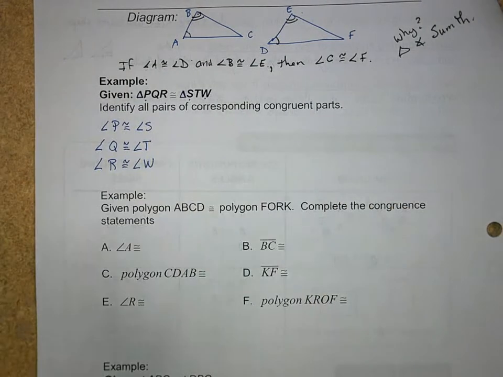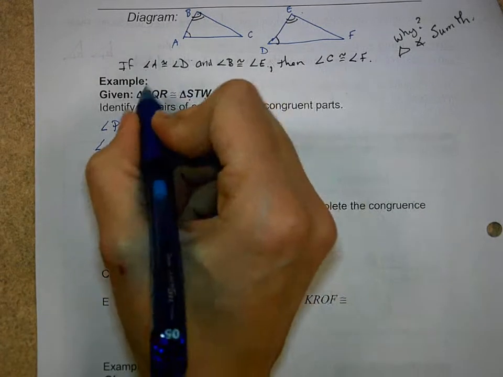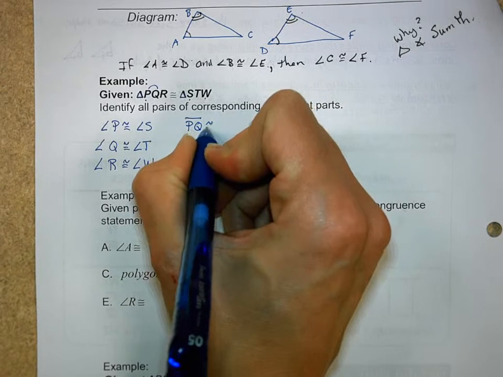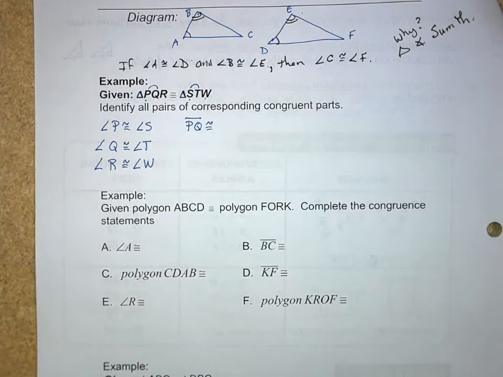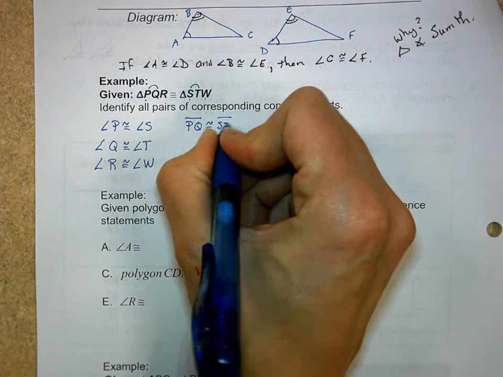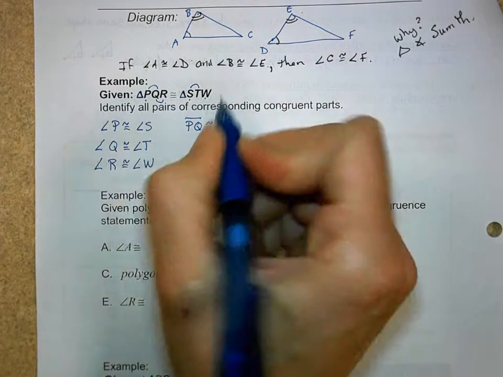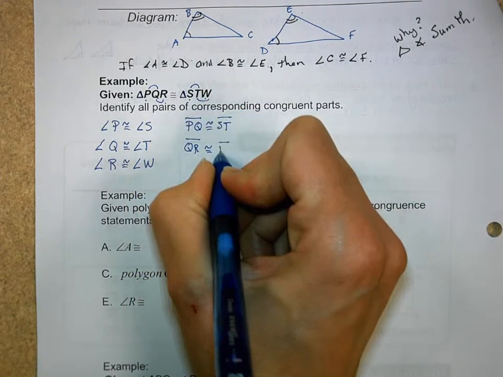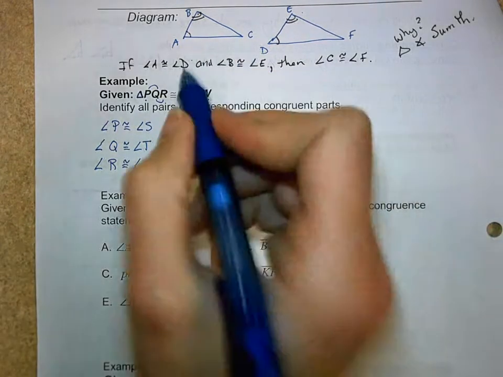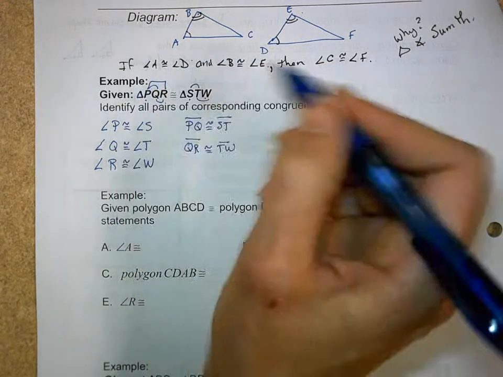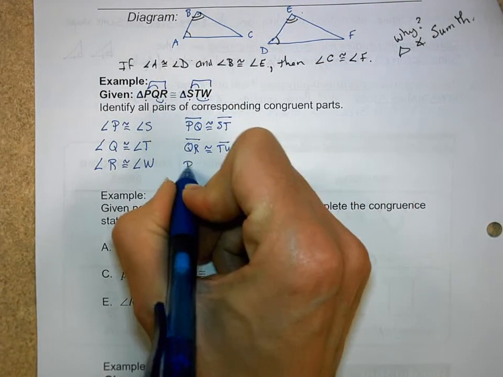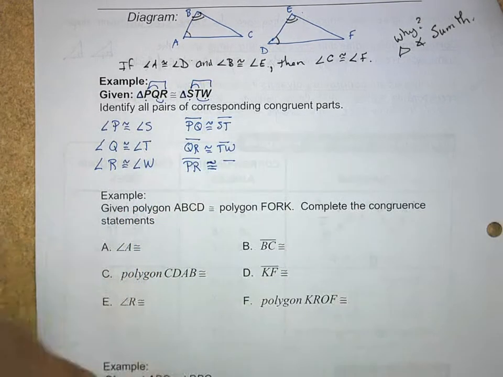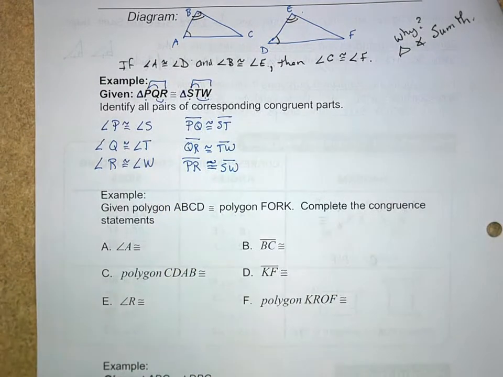But now I have to have corresponding sides, and it's a triangle, so I should have 3 sides. So I can name these. I know that PQ, I'm going to make sure I match it up perfectly. PQ has to go with which one? Yeah, segment ST. If I go QR, I'm going to match up to TW. And if I go to the last side, which has to be PR, which one does that match with? Play the matching game. Matchy matchy. Segment SW. So it works really well.